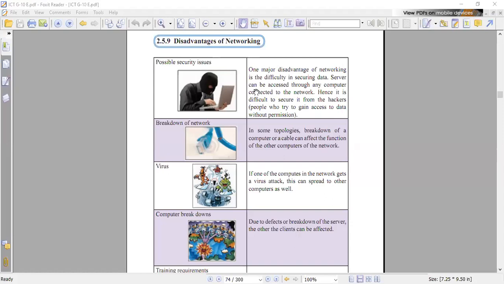Another point. Breakdown of centralized node. That means either hub or switch. Breakdown of centralized node can affect the whole network.